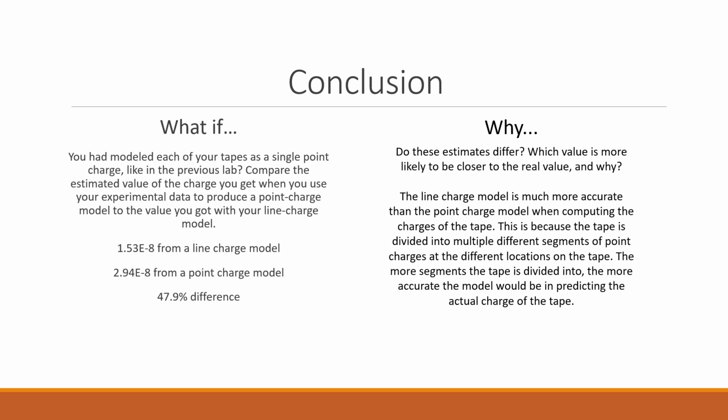And why do these differ? The line charge, as I just said, is much more accurate than the point charge model when computing the charge of the tape, and this is because it's divided into multiple different segments of point charges at the different locations on the tape, and the more segments the tape is divided into, the more accurate the model would be in predicting the actual charge of the tape. So you try and create infinitesimally small pieces of tape so that it is a perfect model for what is actually going on with the forces in the tape.